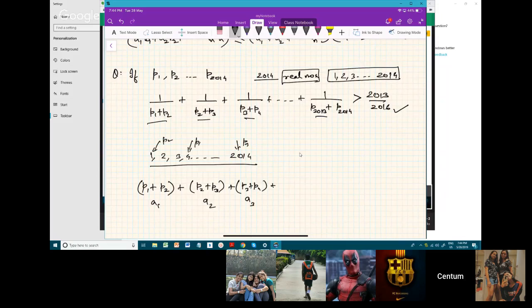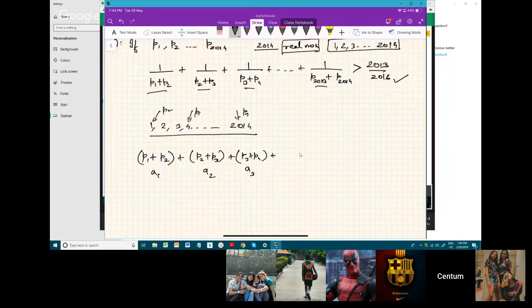Sir, I got it. Yeah, how? Tell me. But I didn't use the method we were supposed to. Okay, let me just solve it with this method, because the idea is to explain to you the use of this inequality.